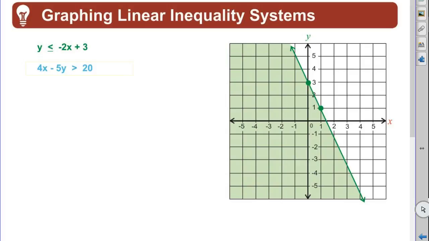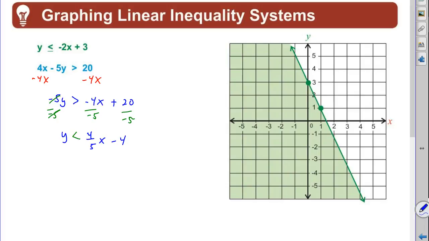Okay, so let's do the second inequality. This one's in standard form, so we're going to put it in slope-intercept form. Of course you're going to add a -4x to both sides to move that 4x, and we have -5y greater than -4x plus 20. Now we're going to divide everything by -5 to move that -5, right? I did this on purpose. Don't forget, whenever multiplying or dividing both sides by a negative quantity, reverse your inequality symbol. So we end up with y equals 4/5 x minus 4.